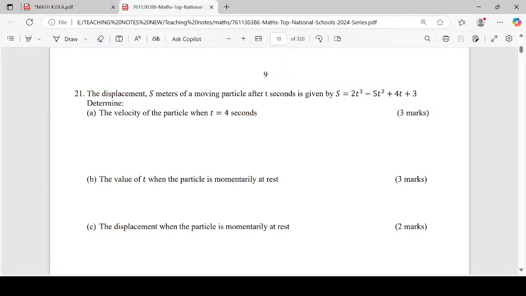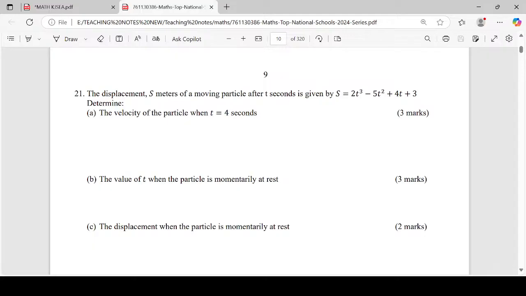Today we are going to have a discussion on differentiation and linear motion. Keep updated, dear learners. So we start with question number 1. That is question number 21 on differentiation.